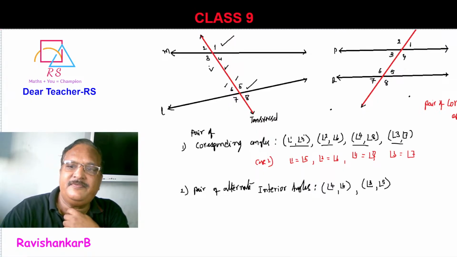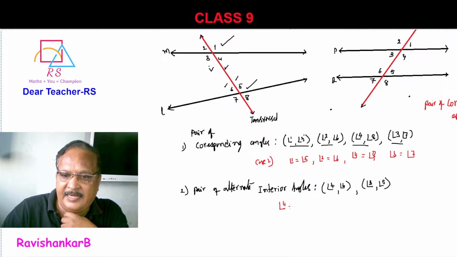In case these two lines are parallel, even alternate interior angles are equal. In case 2, alternate interior angles are equal. Angle 4 is equal to angle 6 and angle 3 is equal to angle 5.